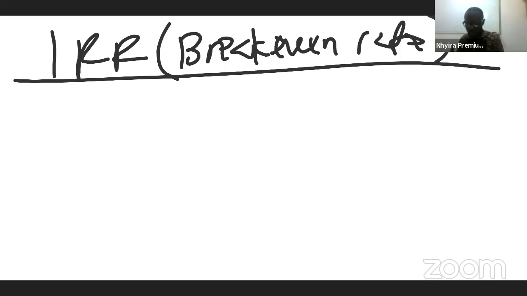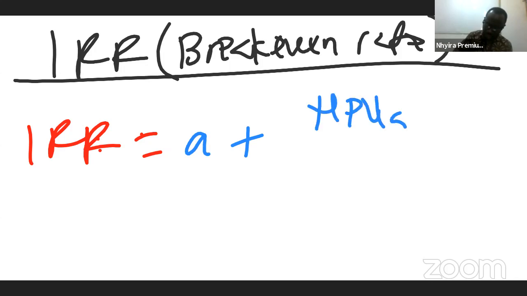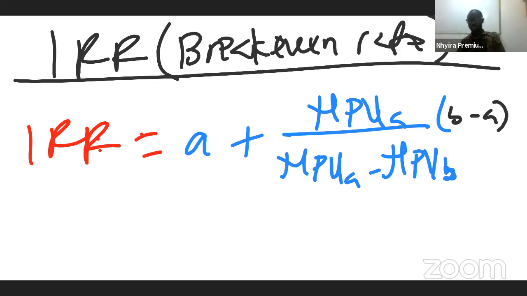Now, in order for us to compute the internal rate of return, we need to calculate the NPV at two different rates. And then we will approximate between the two, assuming linearity. So in simple language, our formula for the internal rate of return is A plus NPV A over NPV A minus NPV B, into brackets B minus A, all percent. Now, what does this mean? You realize that we're going to be doing two different NPVs for the question under discussion, and then we are going to be doing the computation.